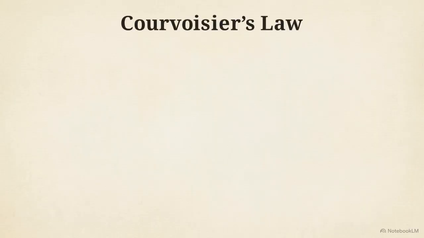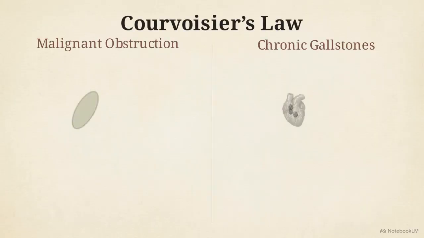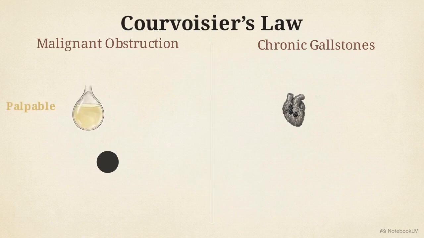This side-by-side schematic illustrates the mechanical logic behind Courvoisier's law. If a patient has obstructive jaundice and a palpable gallbladder, the blockage is rarely caused by gallstones. Malignant distal biliary obstruction causes the biliary tree to dilate, stretching a healthy gallbladder until it is palpable. Conversely, chronic gallstone disease causes repeated inflammation, leaving the gallbladder fibrotic, contracted, and unable to distend.